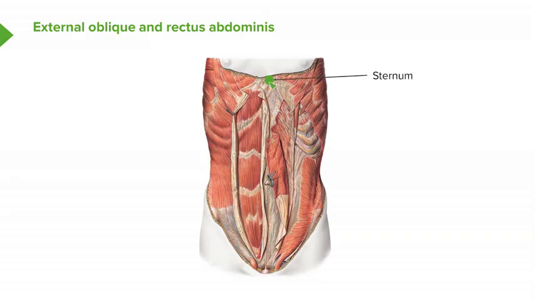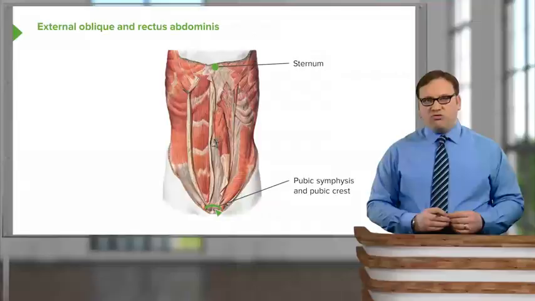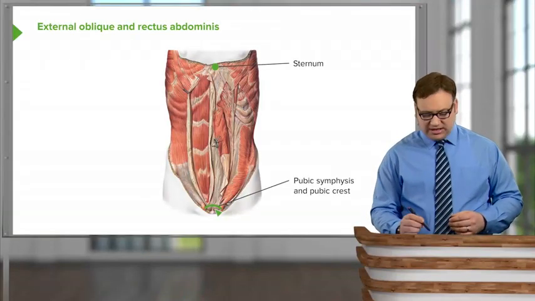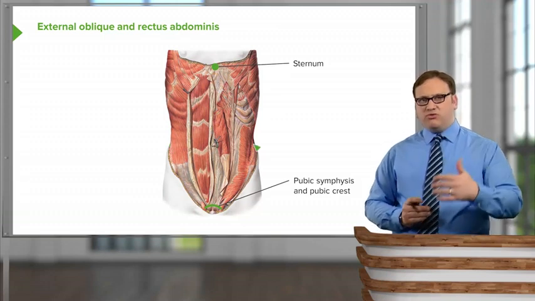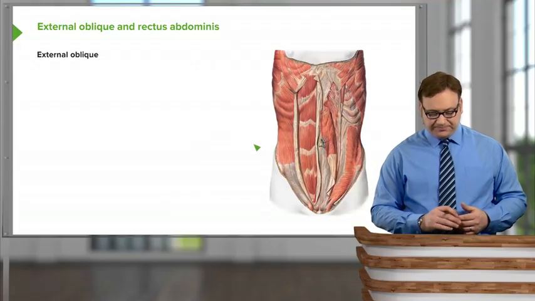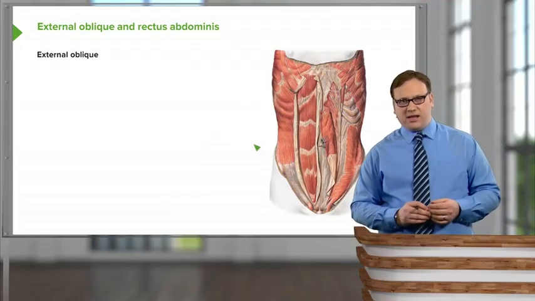So we've got the xiphisternum up here, and down inferiorly in this region here, we've got the pubic symphysis and the pubic crest. And we can see a whole arrangement of muscles here. We can see rectus abdominis, and we can see some musculature over on this lateral aspect. So let's go through these muscles individually. Let's start with external oblique.